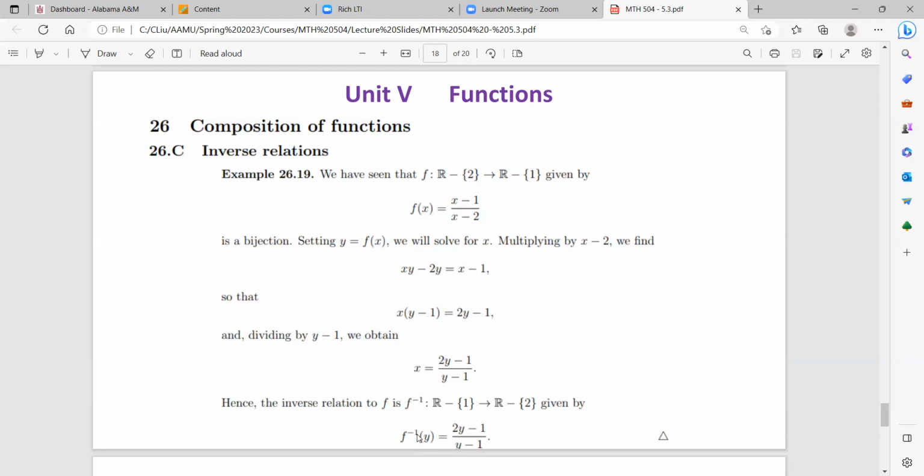Another thing about the notation here: we wrote f inverse of y as a function of y to denote that it's the inverse function. But usually we use x as the variable. So usually we write f inverse of x equals (2x minus 1) over (x minus 1). But that should be understood in terms of y, not x. Okay.